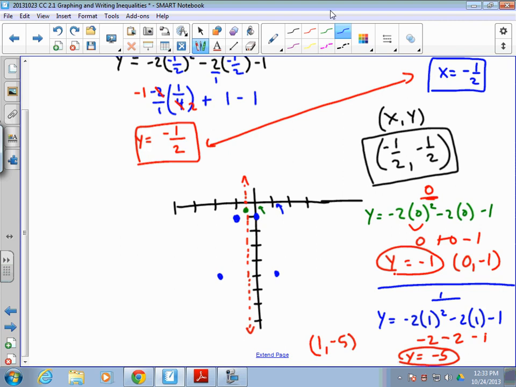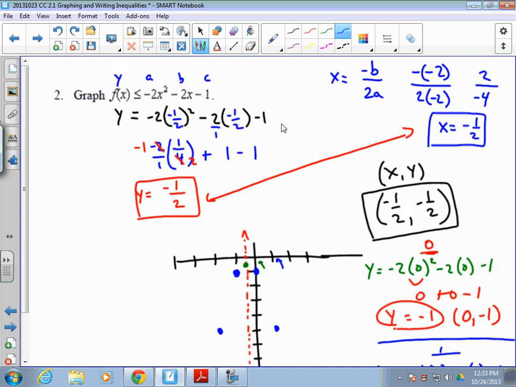Now that you have 5 points that you can plot, look and see if it's going to be a solid line connecting these points or a dashed one. We have less than or equal to. Remember that the or equal to part means it's going to be solid. So connect your 5 points on both sides to show your parabola.